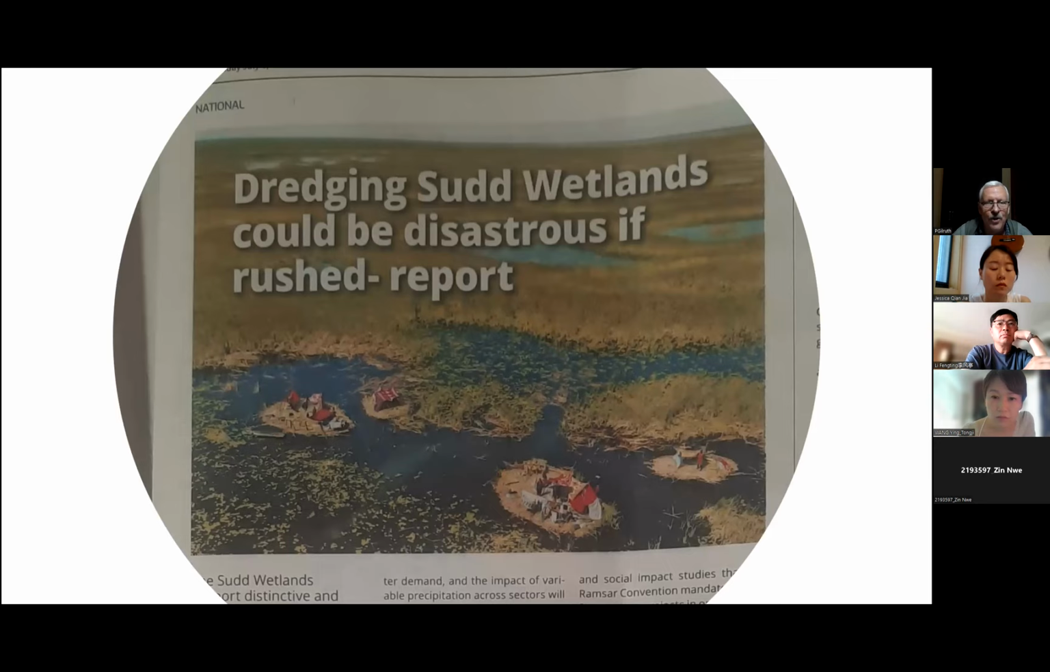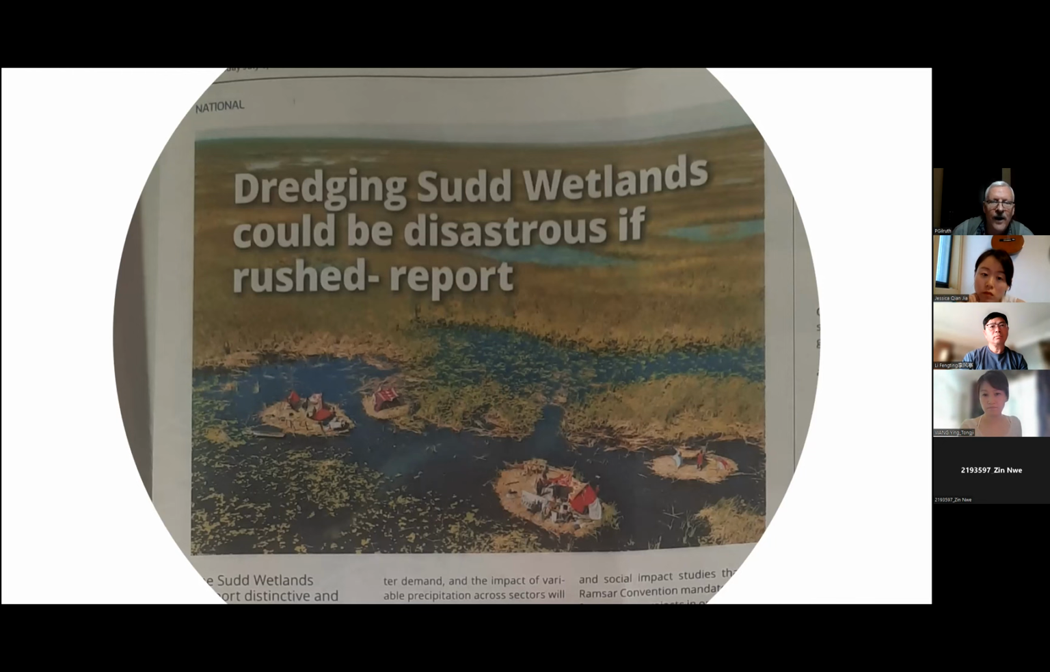And believe it or not, nowhere does the UNEP report suggest that dredging would be disastrous. What we suggest is to do an environmental and social impact assessment if you're going to do that. But media is what it is, and they will say what they want in order to get a good story. This is a case of that.